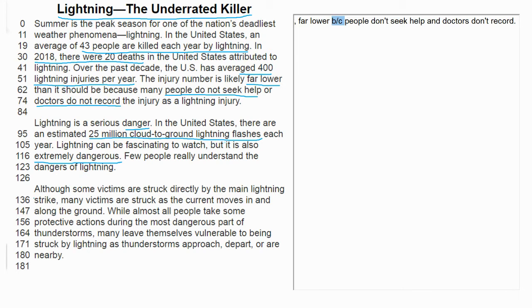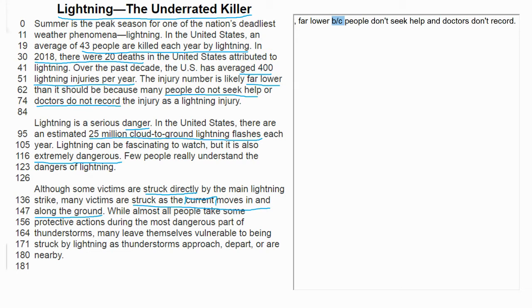So let's keep going. Although some victims are struck directly by the main lightning strike, many victims are struck as the current moves in and along the ground. Okay, we're going to pause for a minute and look at this word current.